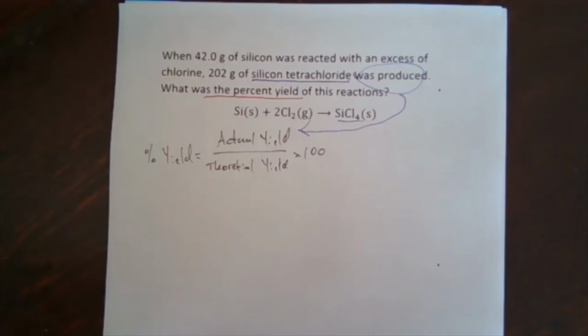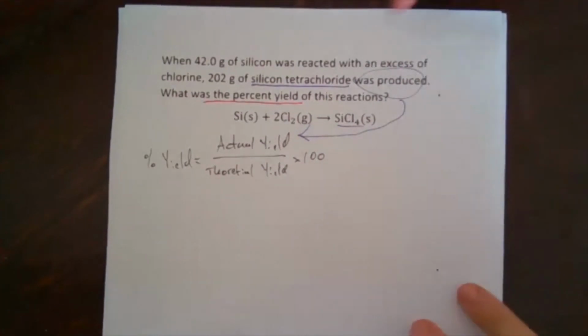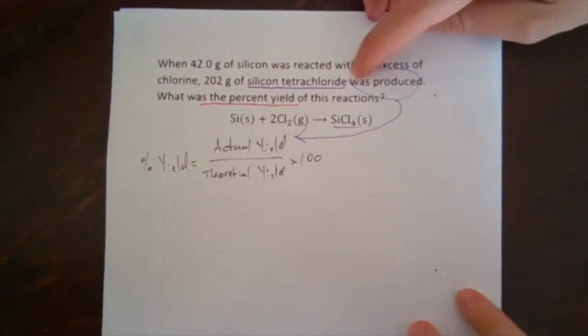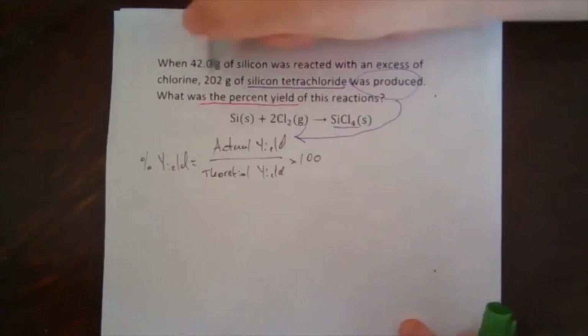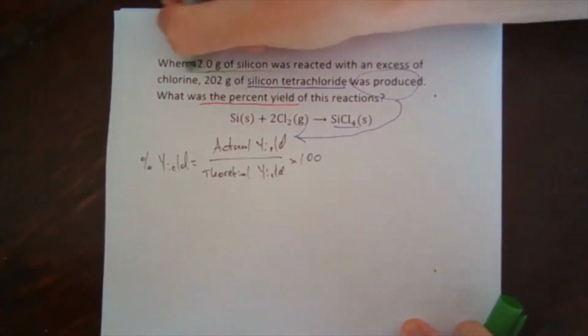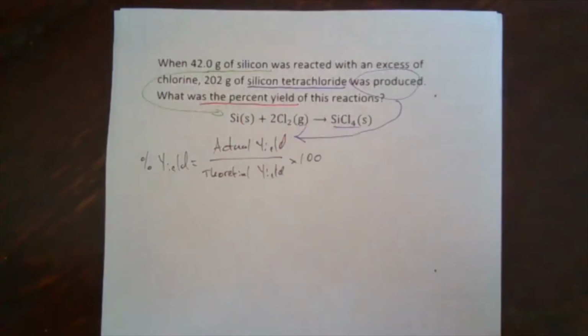Then the question is, where's the theoretical yield? Well, no other yield is given in the problem, right? No other yield is given in the prompt, just 202 grams of silicon tetrachloride. The other mass I'm given is silicon. I have 42 grams of silicon, which we can see is a reactant, right? We're just dealing with a mass of reactant.